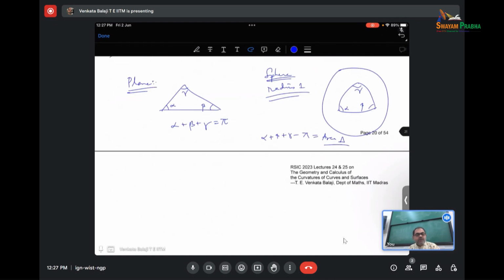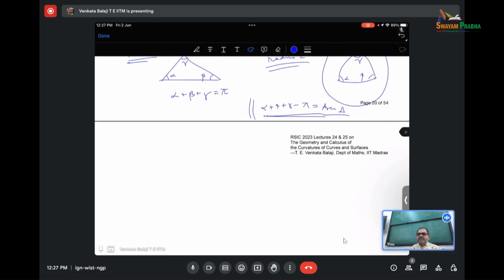And there is also what is called hyperbolic geometry. Let me not go into that, but I want to say that you have this on the sphere.